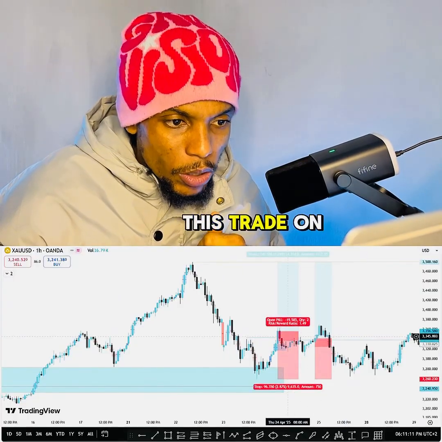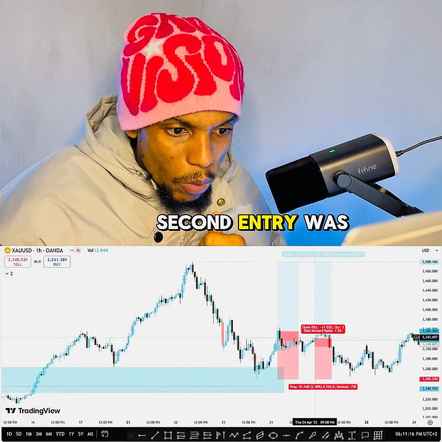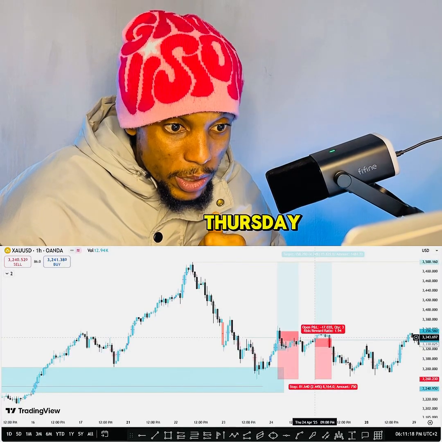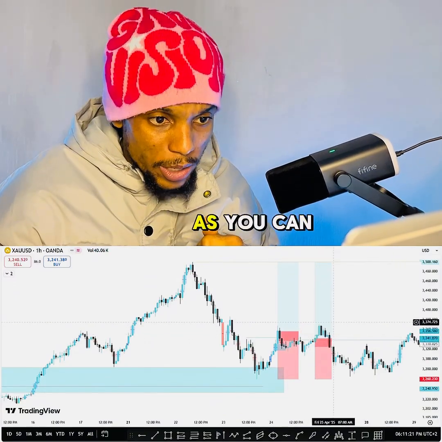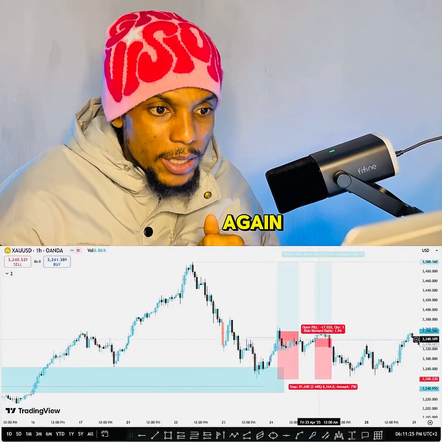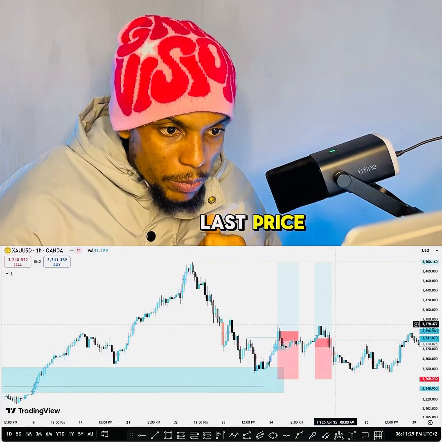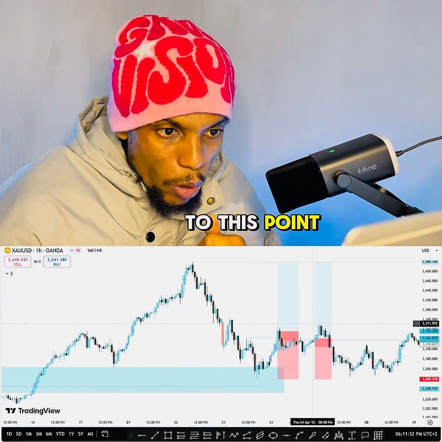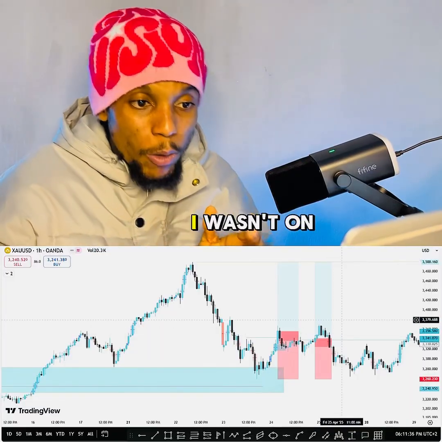I entered this trade on Thursday, and this second entry was on the same Thursday, right? Then price started moving in my direction. As you can see, price respected this gap, gave me a reason to enter again, and then started moving in my direction. But that didn't last. Price just moved to this point and then started consolidating. But before that, I wasn't on this trade.